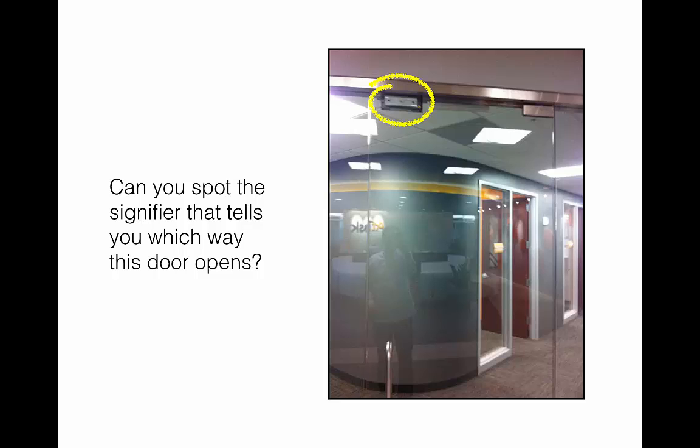Notice that there are no visible hinges on this door. The hinges are inside the metal casings on the right side of this door. There's one hinge up top and one hinge at the bottom. In fact, if the doorstop were not there, this door would be able to swing in both directions.